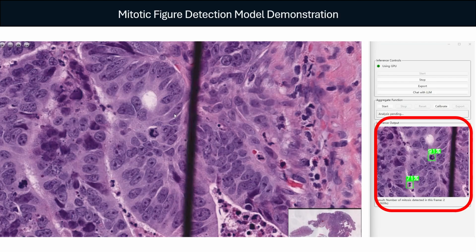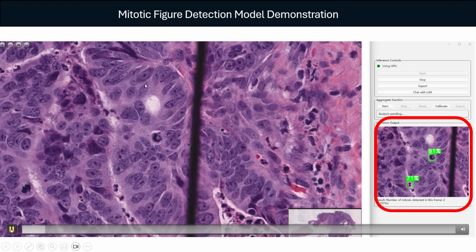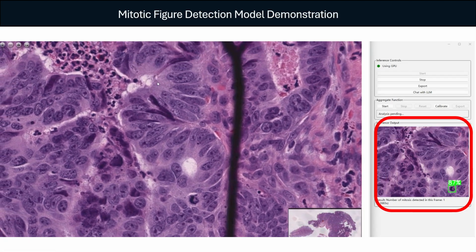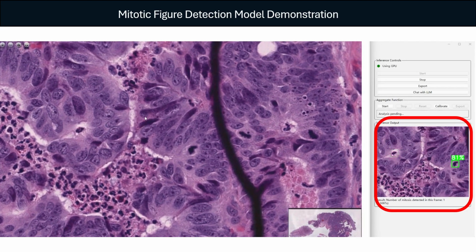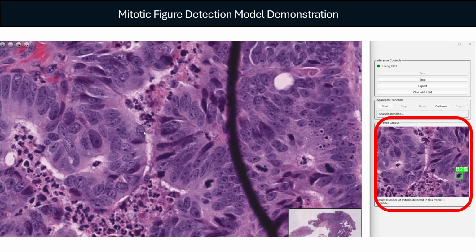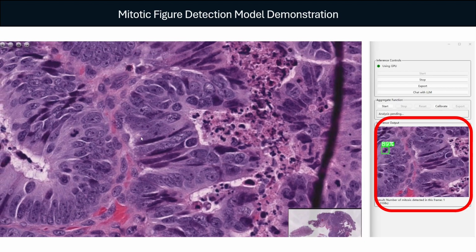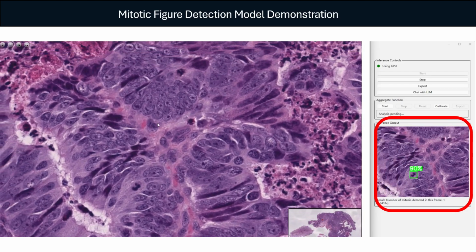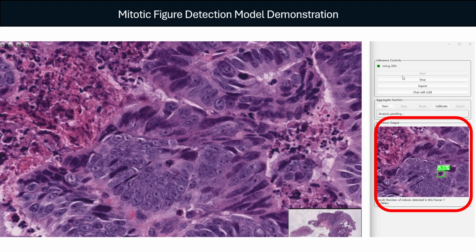So let's move on to the mitosis detection model. I want you to again focus on the red rectangle on the right hand side. And as you can see, as we scroll through the slide, we can see that OnSight is picking up mitotic figures and highlighting them in a green rectangle. For example, this one is being labeled as a mitotic figure with a confidence score of 85%, all in real time.